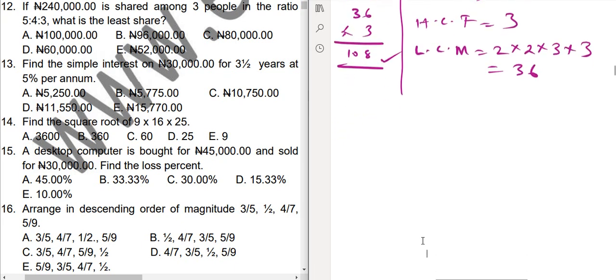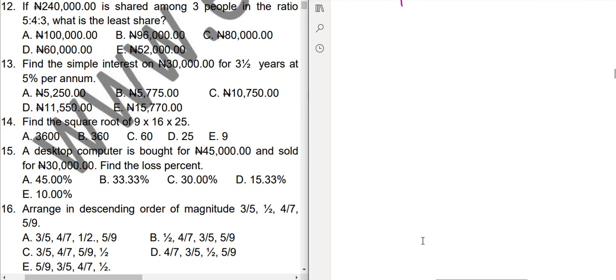Number 12, please. 240,000 is shared among 3 people in the ratio 5:4:3. What is the least share? The least share would be the share for the person that has 3, right? Yes. So it will be 3 over the total. 5 plus 4 plus 3 is what? 12. Okay.